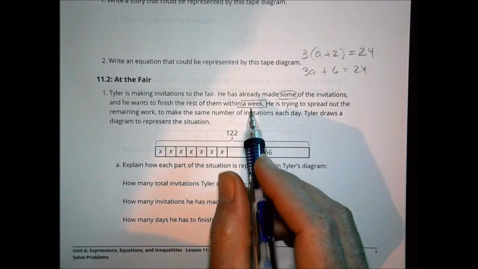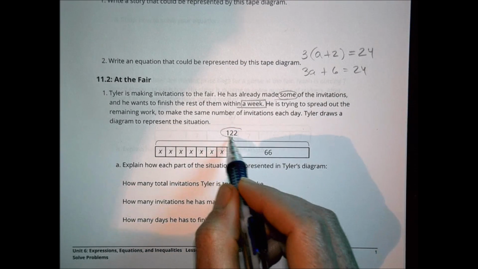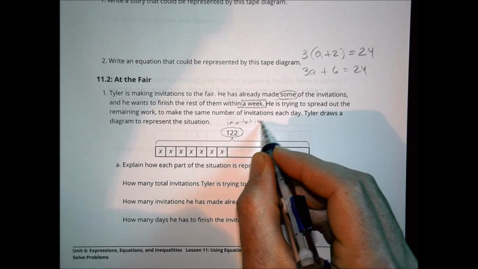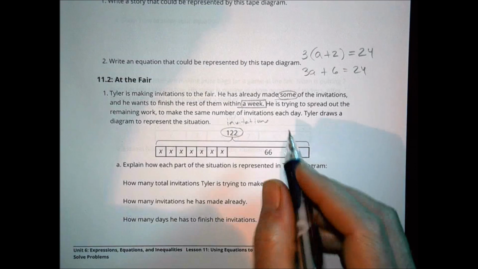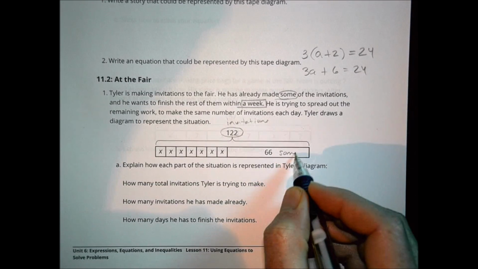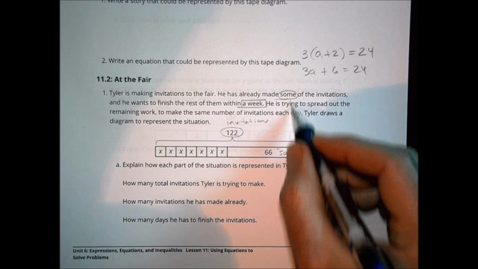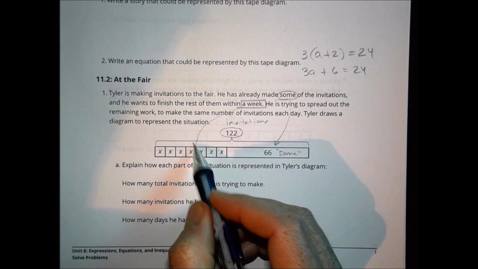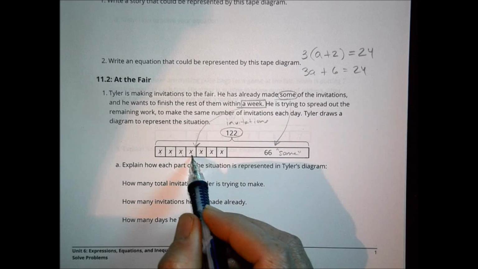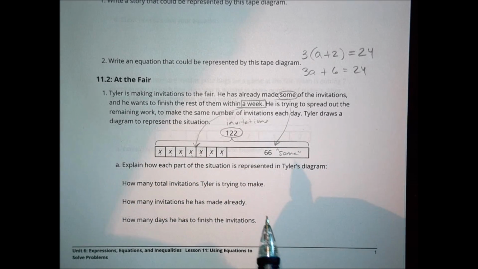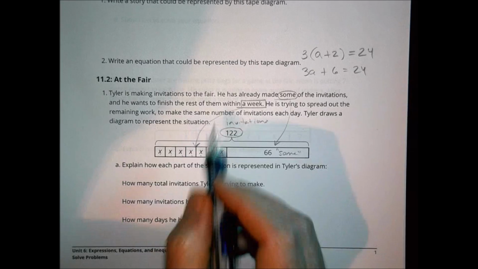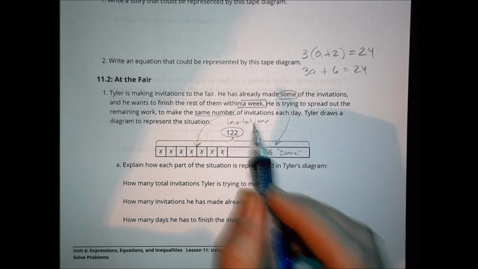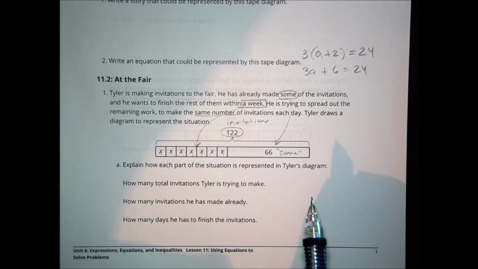Okay, so we can see here he's looking like he's going to make 122 invitations. That's what he's going to make there. We recognize the 66 is probably the sum that he's already made. That's probably what that 66 represents here. And then because it's a week, we can see we have 1, 2, 3, 4, 5, 6, 7 for each day of the week, and that's going to be dividing whatever's left into the same number of invitations each day. That's what we have there.